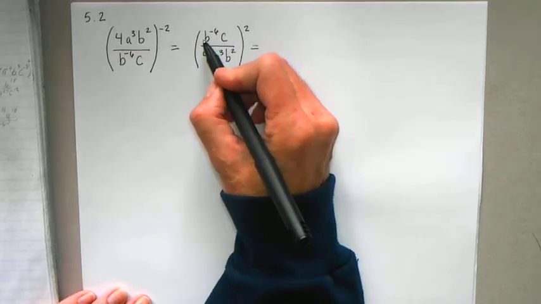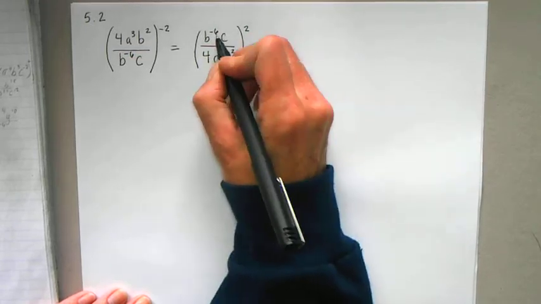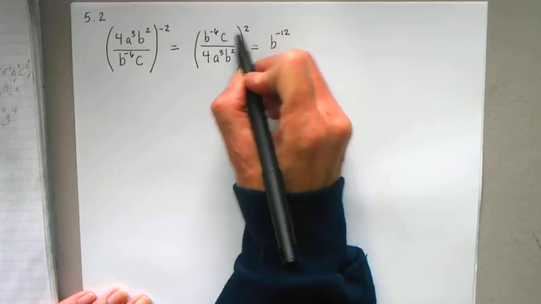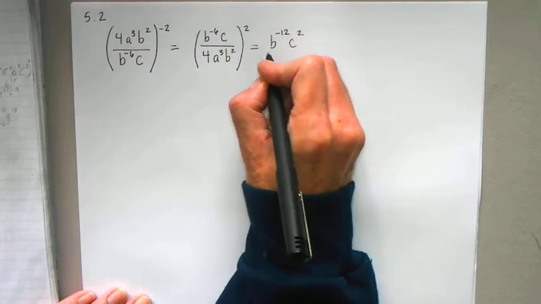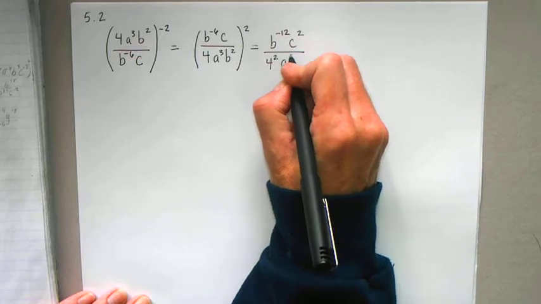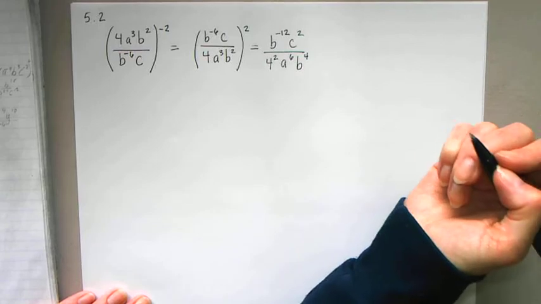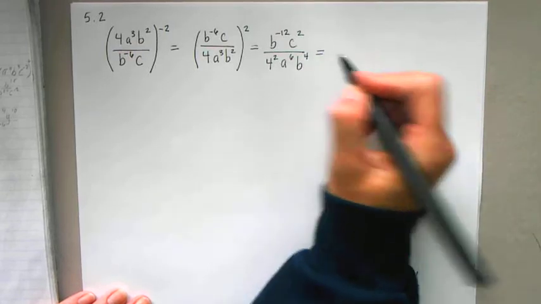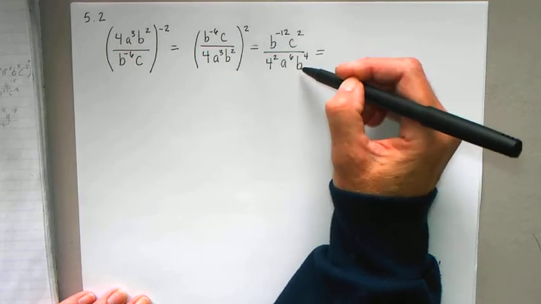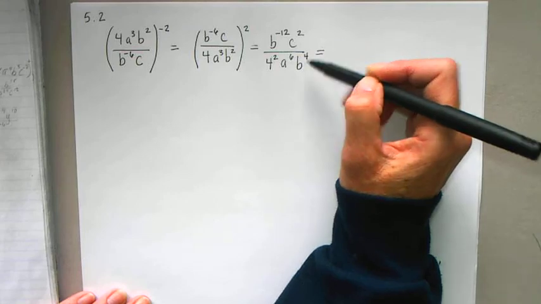So now I can raise everything in the parentheses, and we know when we raise to a power we multiply. So negative 6 times 2 is negative 12. 1 times 2 is 2, won't it? And a to the third, 3 times 2 is 6, and 2 times 2 is 4. Now I need to go one more step. I need to combine like bases. I don't want b in there twice. And I can see that if I move this to the bottom, it will be positive. So I'm going to do that.